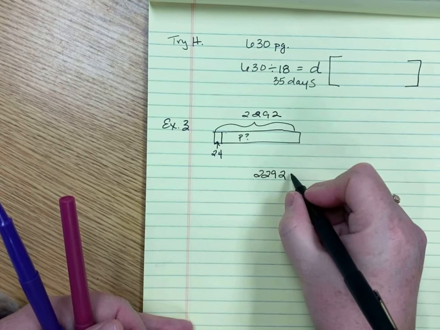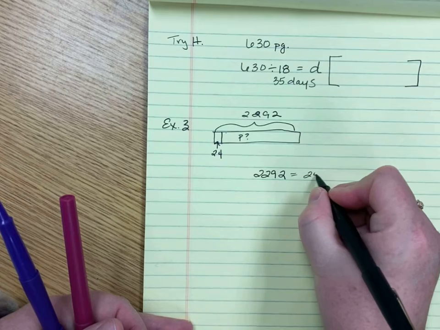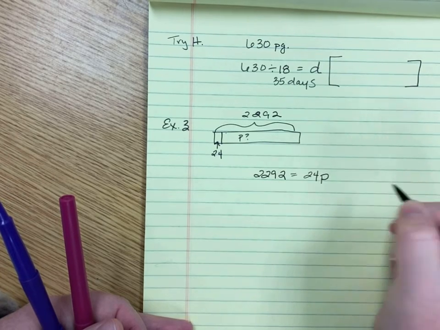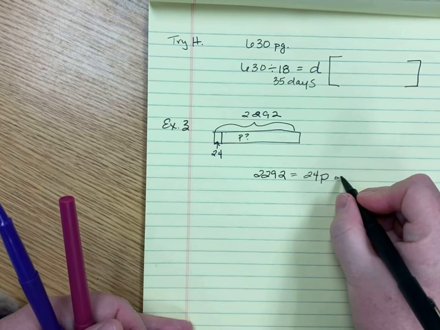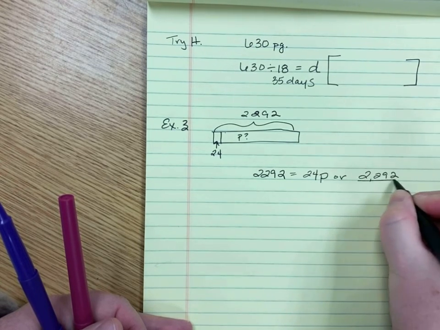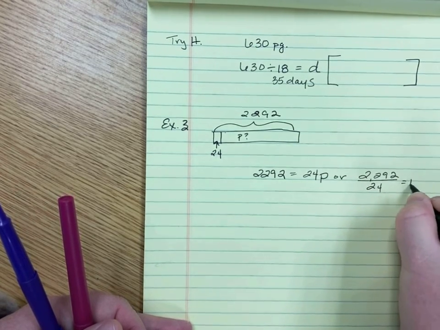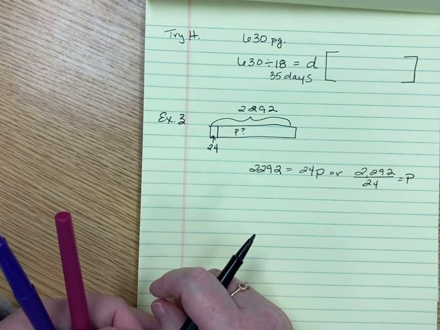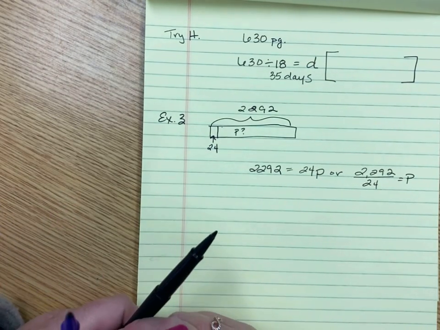So for this one, you could do 2,292 equals 24p, or you could do 2,292 divided by 24 equals p. Okay, can you solve that for me and then put your answer in Edpuzzle?